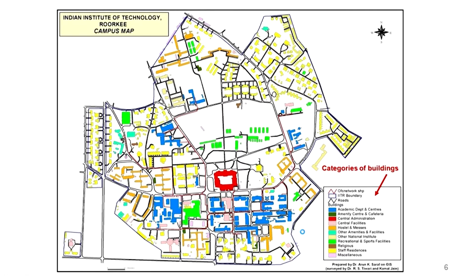I am taking an example of a little older IITR map, and these are the buildings which are being used for different purposes. And these have been categorized as academic building, amenities, central administration, central facility, hostels, and different colors and categories are given.